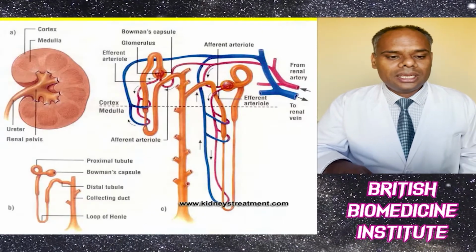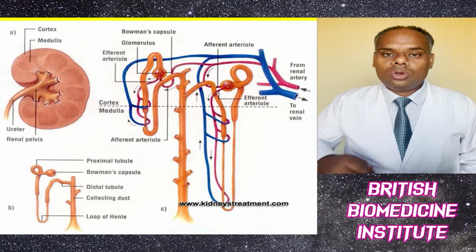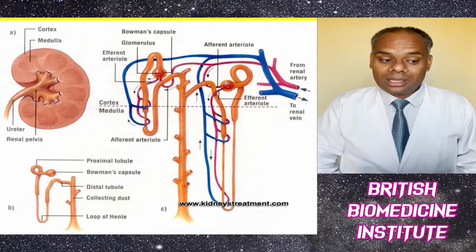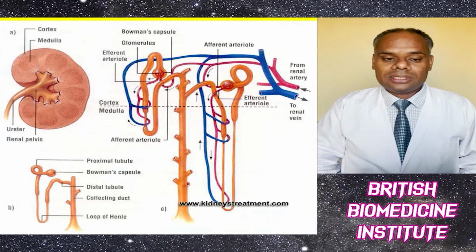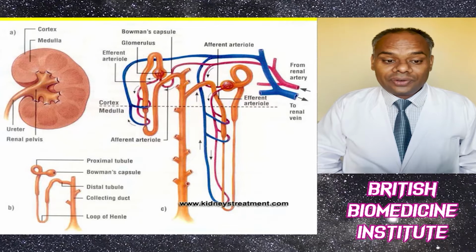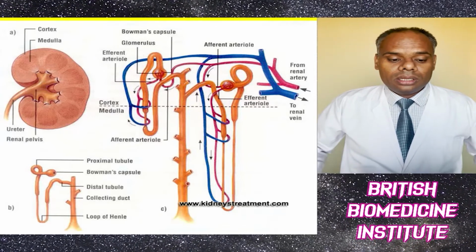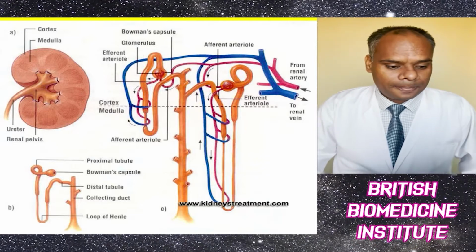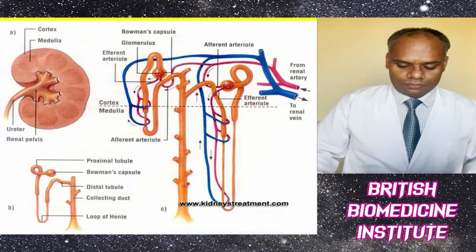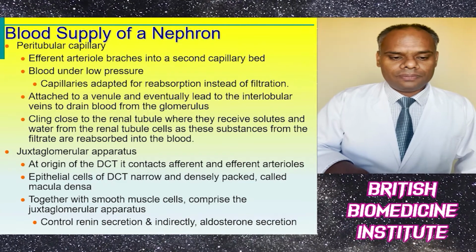So this is a diagram of your kidney, where your cortex, medulla, ureter and renal pelvis, along with your Bowman's capsules, glomerulus, and efferent arterioles are clearly visible. The loop of Henle, collecting duct, and distal tubules are also visible.